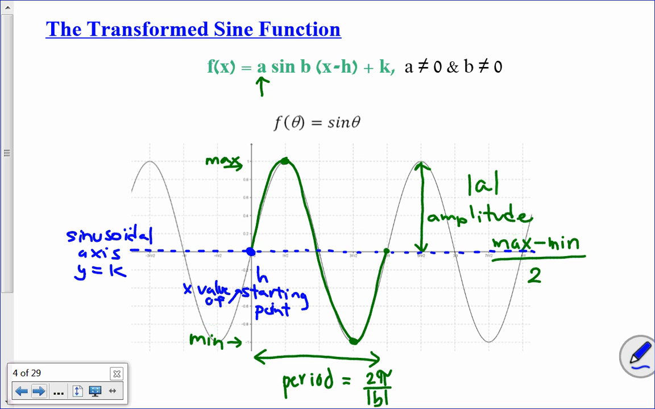Well, the period here, yeah, it's the same. But the period, if you look at this, it's 2 pi. But if there's a b here, if let's say there's a 2, then you're going to do 2 pi over 2, and that's going to give you your period. Your period is going to be pi. You're going to get stretch or compression.